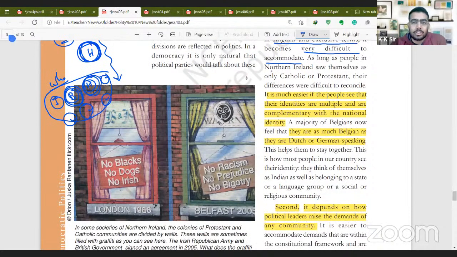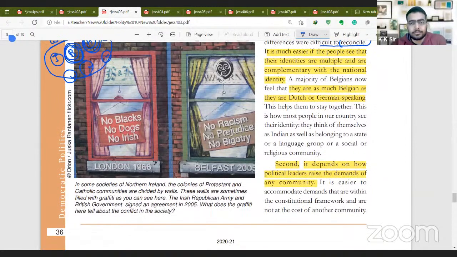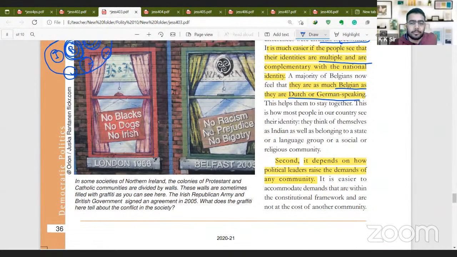As long as people in Northern Ireland saw themselves only as Catholic and Protestant, their differences were difficult to reconcile. जब तक इनको लगता था कि भाई मैं कैथोलिक हूं और कैथोलिक्स के साथ जाऊंगा, जिनको लगता था प्रोटेस्टेंट, I will go with Protestant, the fight could not have been ended. But if people have multiple identities, like in Belgium, people are as much Belgian as they are Dutch or German speaking. They do not necessarily think of themselves only as Dutch or a German.